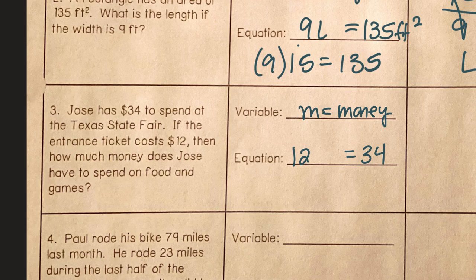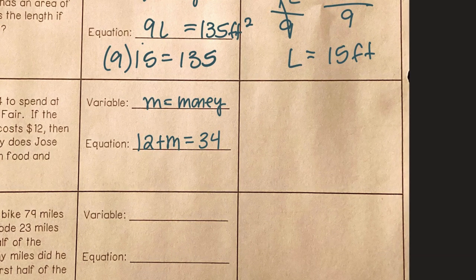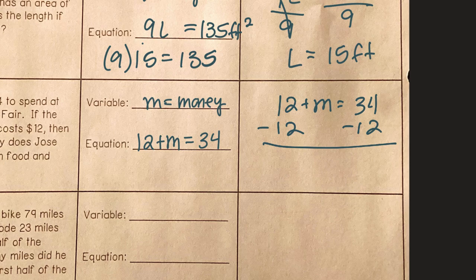So this worksheet does include addition and subtraction as well. Okay, so it's not just multiplication and division. So if I know I'm going to have to find the difference between 34 and 12, then I'm going to write this as an addition problem. 12 plus my money for my food and games equals my total of 34. Now to solve it, I'm going to go ahead and subtract 12 from both sides. Okay, this makes my M by itself, and this becomes 22 as the money that we have left.